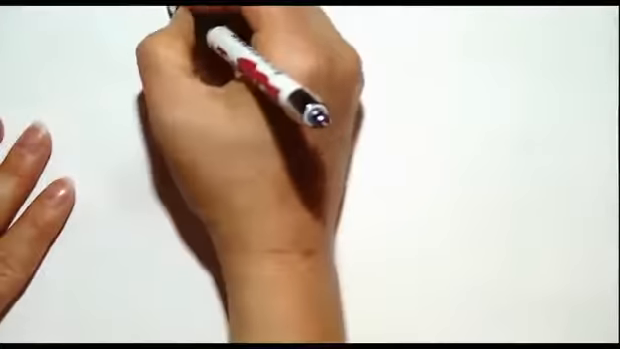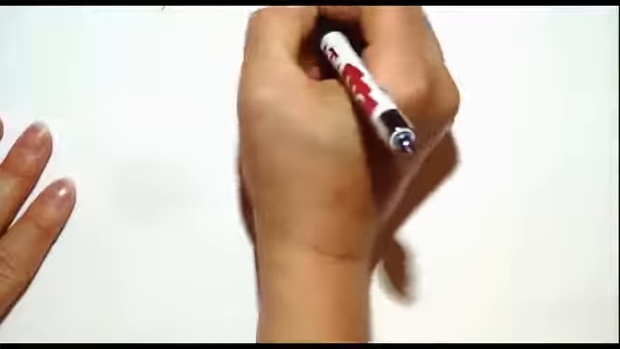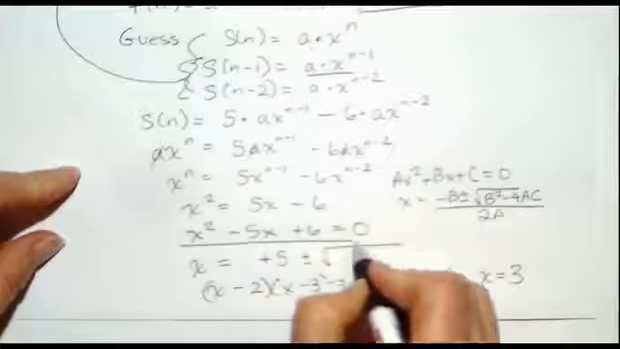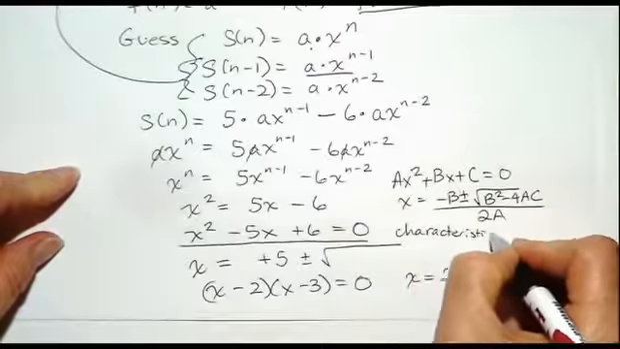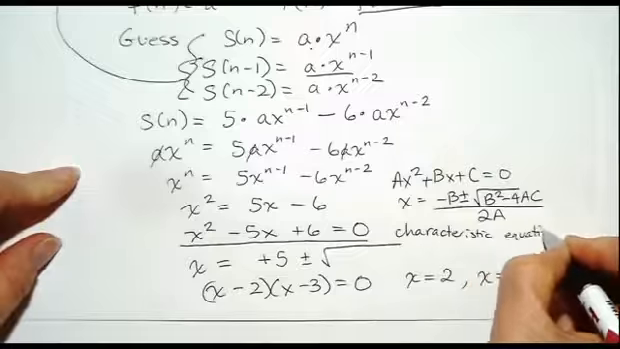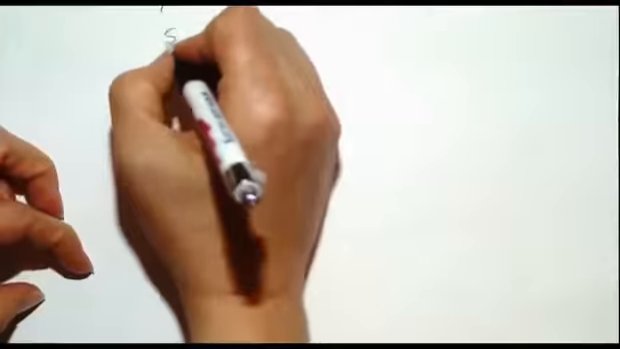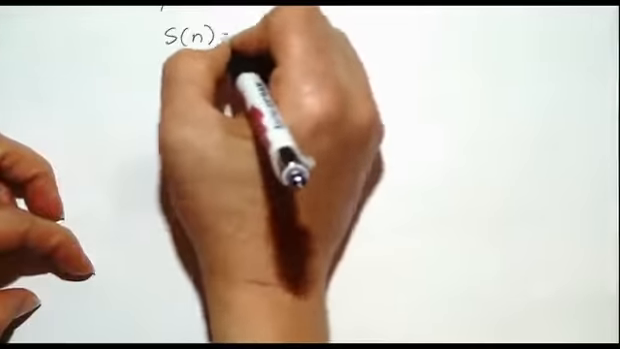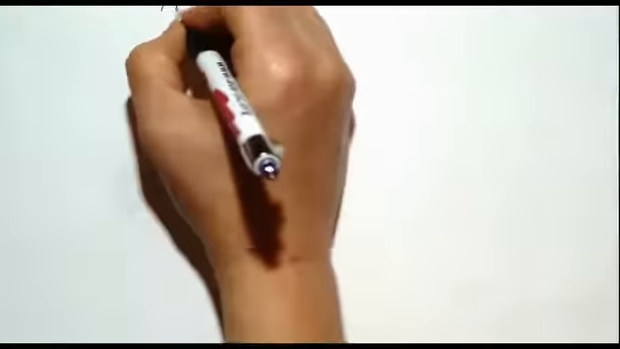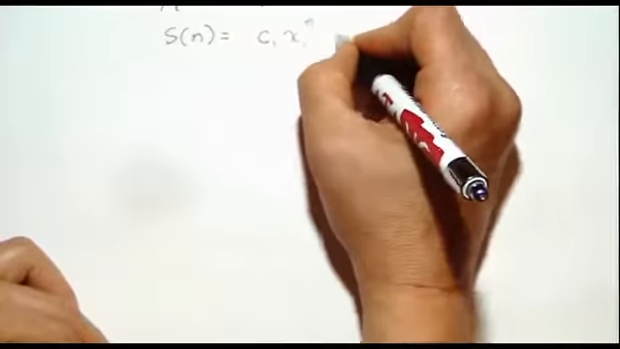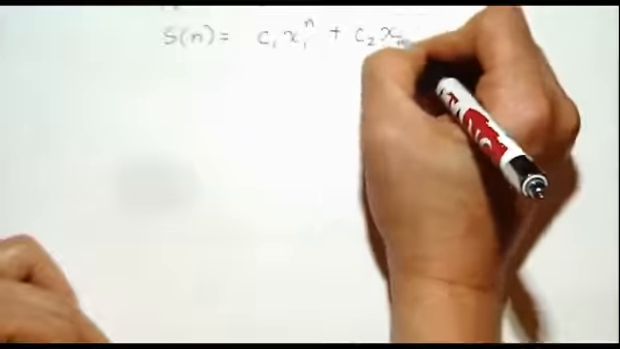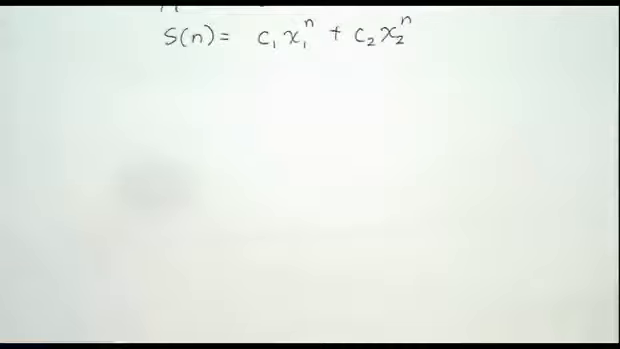So since I know that x equals 2 and x equals 3 are roots, by the way, this thing we derived right here is called our characteristic equation. And by the way, all of this is in the packet, and you can review it. So we know we have two roots, so we're going to fix our guess. So S of n must be equal to, let's call them x1 and x2, some constant times x1 raised to the n plus another constant times x2 raised to the n.